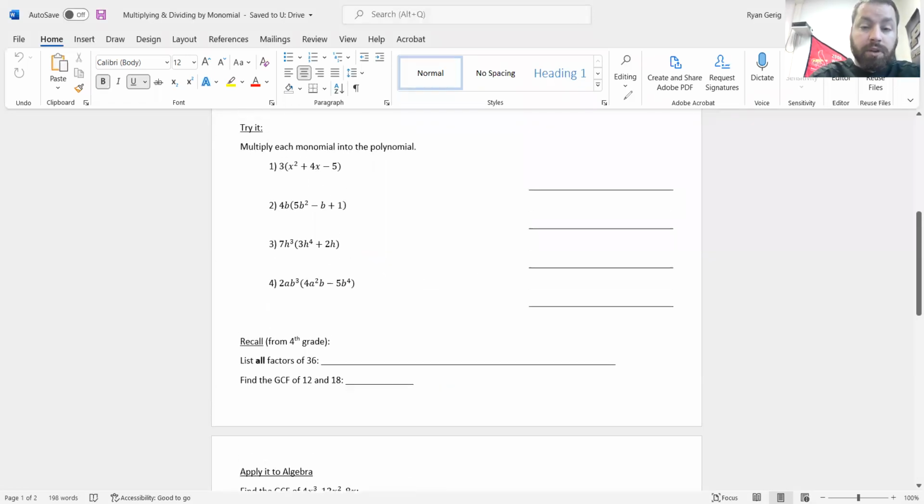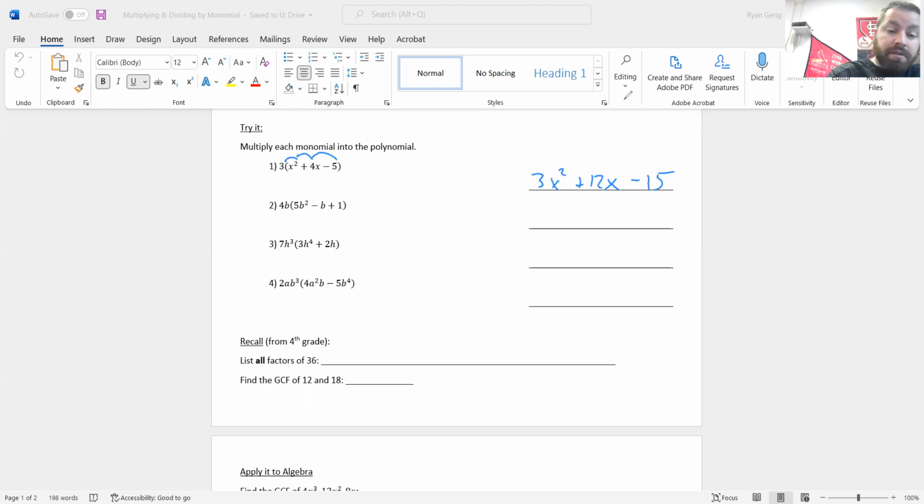Okay. I'm going to scroll down now, and we're going to try it. So multiply each monomial into the polynomial. So basically it's distributing. It's essentially what we're doing. So 3 times x squared is 3x squared. 3 times 4x is 12x. And 3 times -5 is -15. You might be wondering, well, no exponent change there. Well, it's because I didn't multiply 2 exponents together. I multiplied 3 into each of them. There was no exponent being added in or multiplied in.